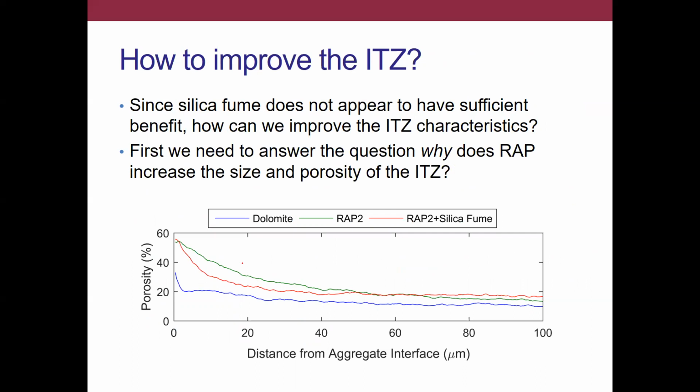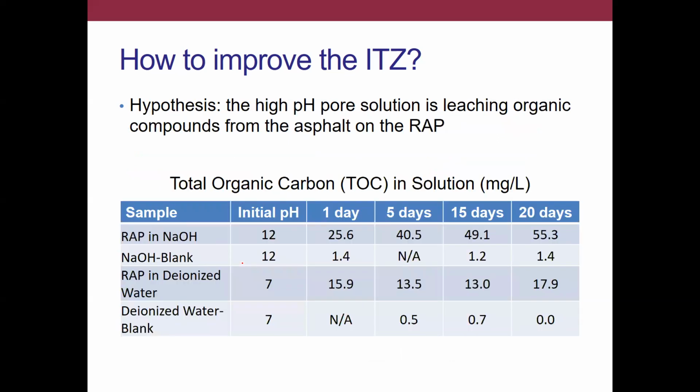So now that we know all of this, right? We know that silica fume does not appear to improve anything. The question is why? Why is RAP causing this increase in porosity in the ITZ, right? Once we can solve that question, we might actually be able to start to fix the ITZ, and then we can also start to look at fixing the cohesive failure as well.